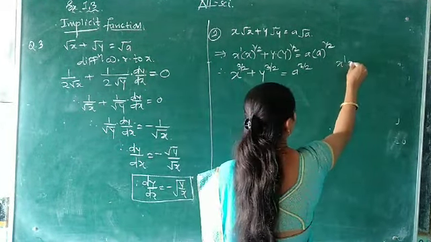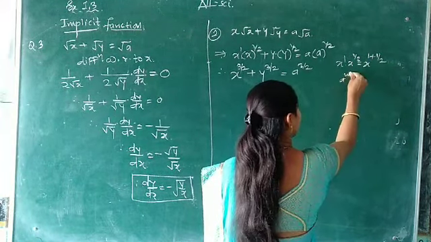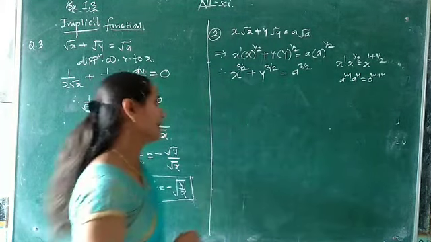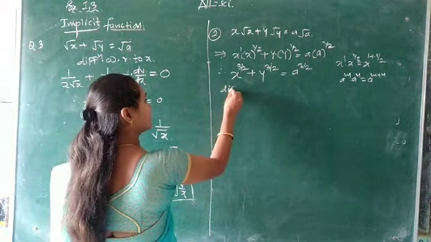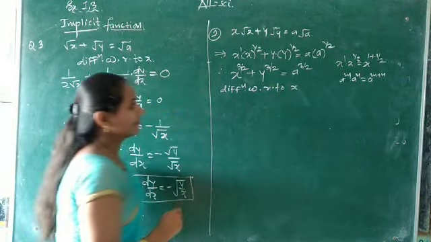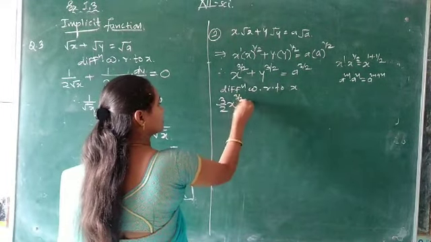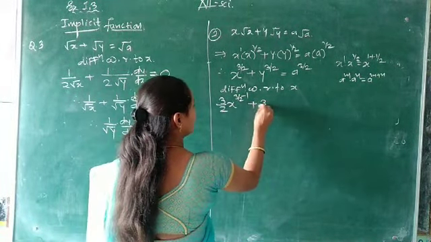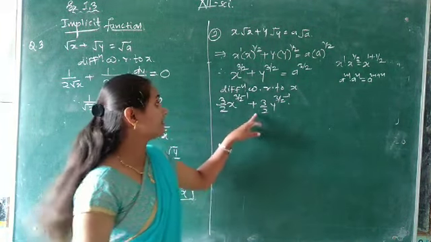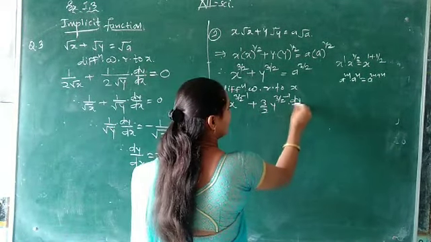Look here, x raised to 1 into x raised to half is equal to x raised to 1 plus half, since a raised to m into a raised to n is equal to a raised to m plus n. Now differentiate with respect to x. That is the derivative of x raised to 3 by 2 by using the power function: 3 by 2 into x raised to 3 by 2 minus 1, plus 3 by 2 into y raised to 3 by 2 minus 1 into, this is the derivative of y raised to 3 by 2, multiplied by the derivative of y, that is dy upon dx.